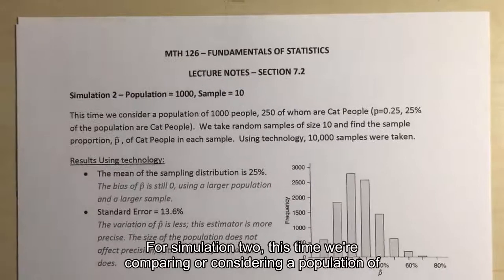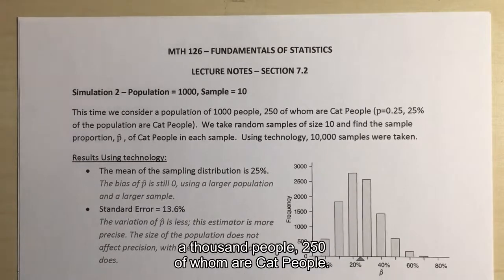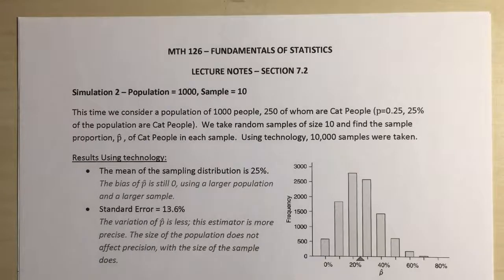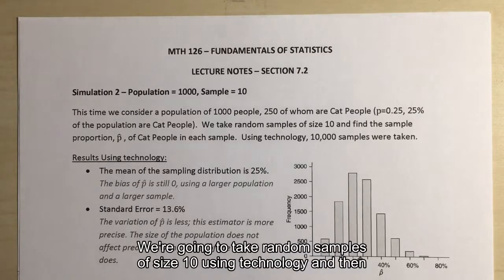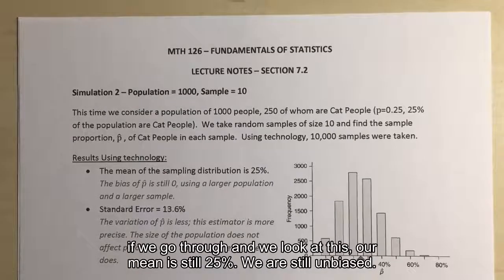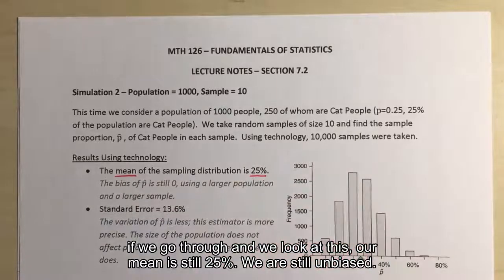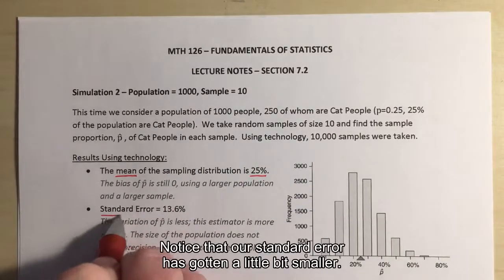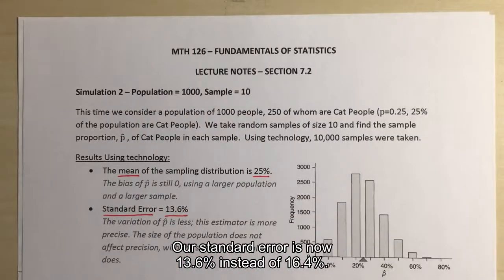All right, for simulation 2, this time we're considering a population of 1,000 people, 250 of whom are cat people, so our population proportion is 25%. We're going to take random samples of size 10 using technology, and if we look at this, our mean is still 25%, so we are still unbiased. Notice that our standard error has gotten a little bit smaller. It is now 13.6% instead of 16.4%.